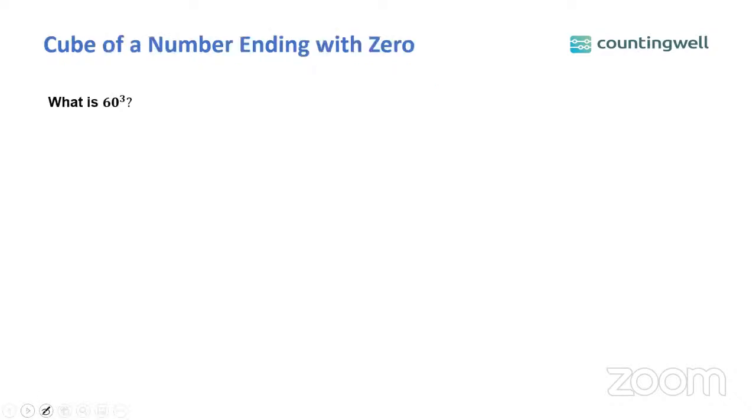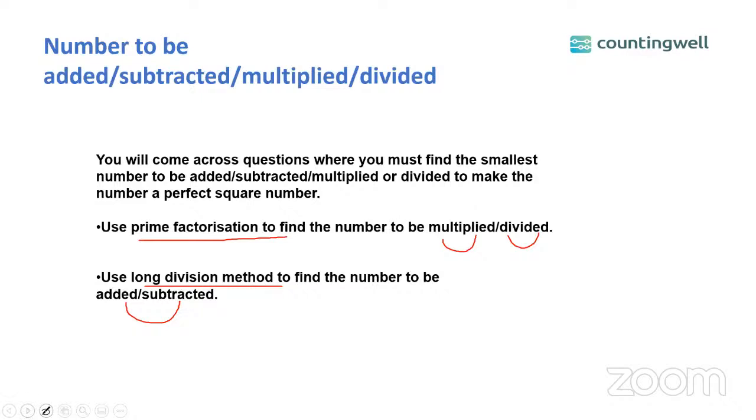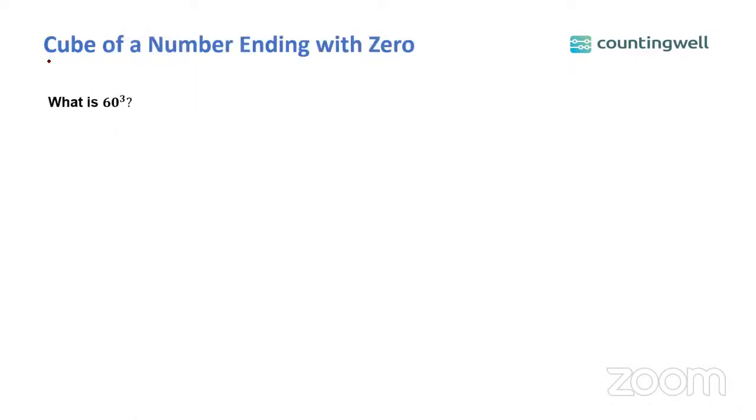Now let us see a trick for the cube of a number ending with 0. So here we have started the chapter cube and cube roots for its tricks. Now let us find what is 60 cube.